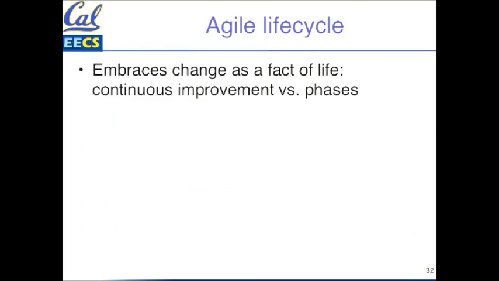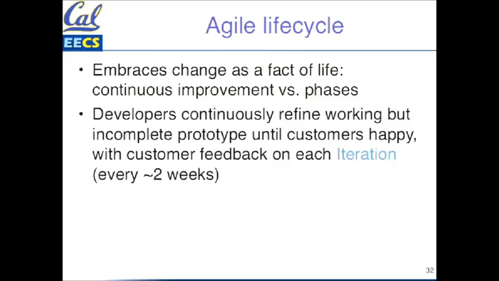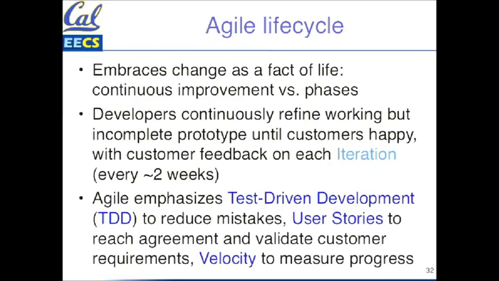So this Agile life cycle embraces change as a fact of life. It's continuous improvement; you're going through all these steps repeatedly rather than having big phases. So you're continuously refining a working but incomplete prototype until the customer is happy, with customer feedback on every iteration. I'll show you what an iteration looks like. In the real world, it's probably every 2 weeks. In this class, you're going to get a chance to do this iteration a lot. We're going to make it 1-week iterations. We think the more iterations you do, the more you're going to learn and understand the process. And you hear a lot about this: Agile emphasizes test-driven development. You write the test before you write the code.